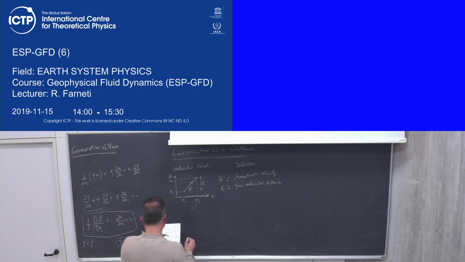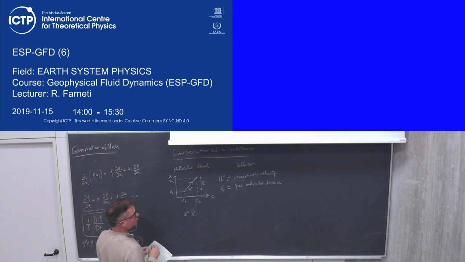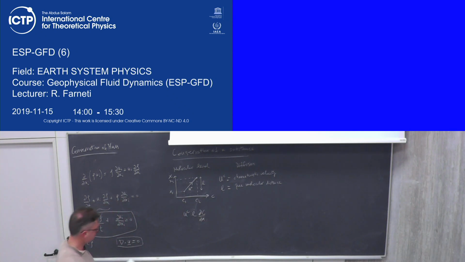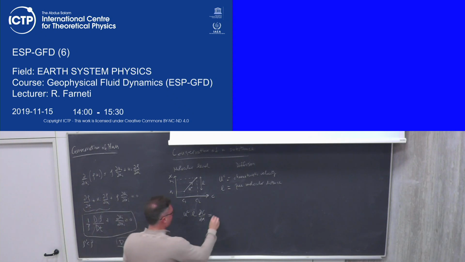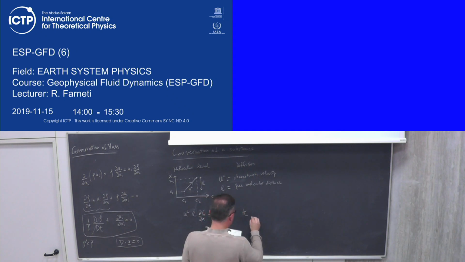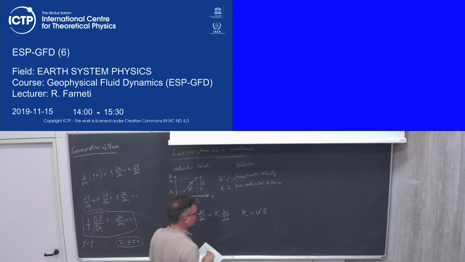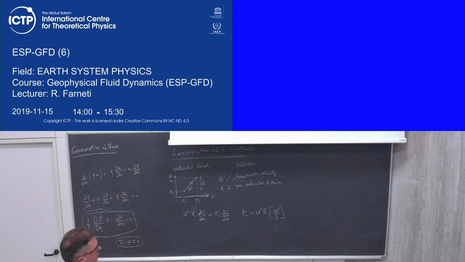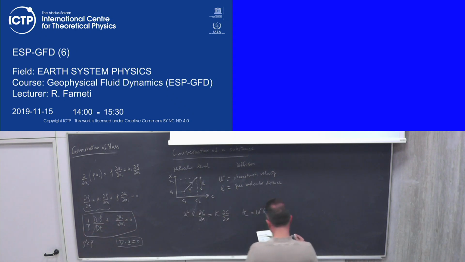So the change in C is going to be given by uc times L, so the characteristic velocity times the free molecular distance, and the change in the concentration in dx. And this we're going to call K dc dx, where K is uc times L. So this is meter per second times meter, meter squared per second. These are the units of diffusivity. And this is the molecular diffusion coefficient.